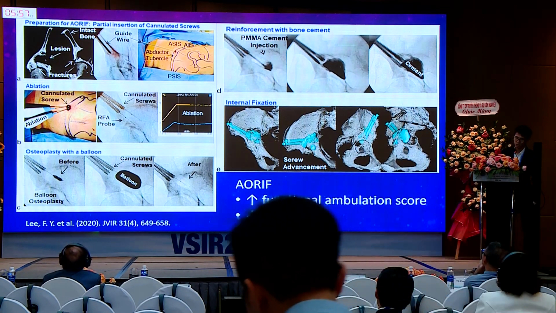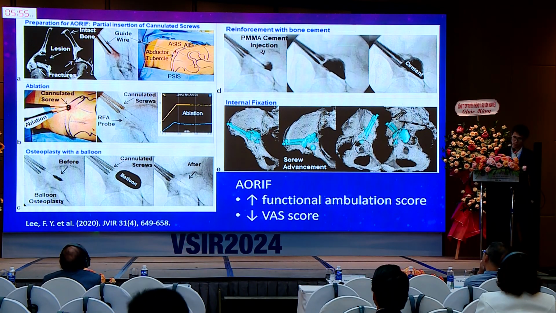In this study in JVIR by Dr. Lee, you can also do what is called an RF method, where he ablates using RFA, does a balloon osteoplasty, injects cement, and then fixes with a screw. And in his study, the patients all have improved function and ambulation, as well as a decrease in pain scores.